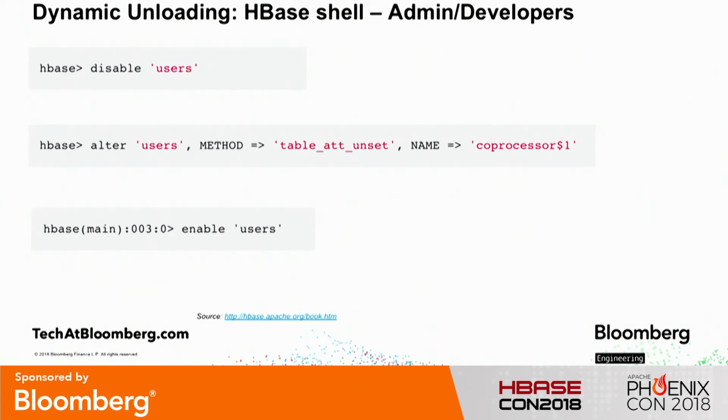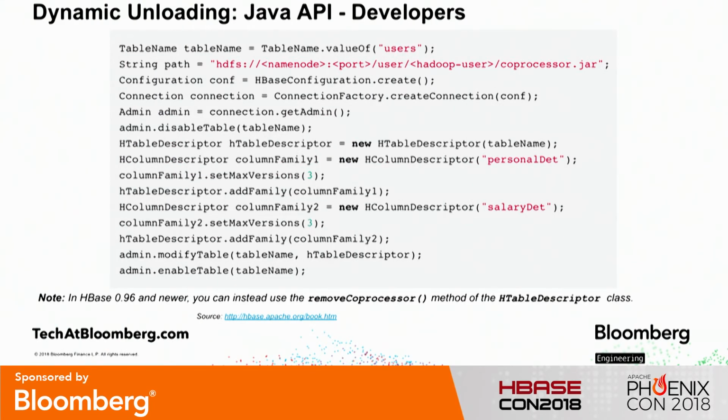To unload a coprocessor dynamically, again, you disable your table on HBase shell. Now the method is table_att unset instead of table_att, and you specify the name of your coprocessor, and finally you enable the table, which will detach the coprocessor from your table. Again, if you're a Java developer, you can use removeCoprocessor from HTableDescriptor. The example is from HBase documentation, which is using an old API.